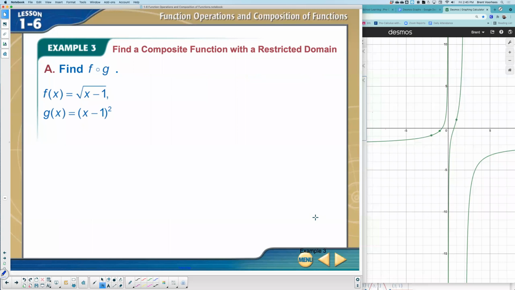All right, example 3. So now let me show you how domain can change. From here on out I made it a little easier, since I've already stacked these equations for us. We're trying to find f of g. Again, that's just a simple way of saying we want to know f of g of x. In composite form you can write it like that, f∘g, and that's assumed to be what you mean. Okay, so I just want to give you that there.